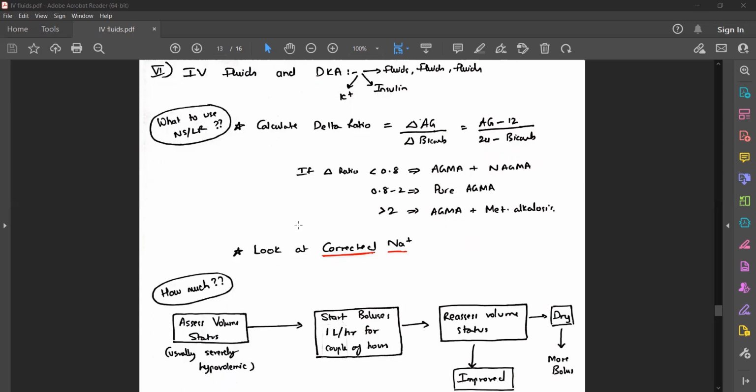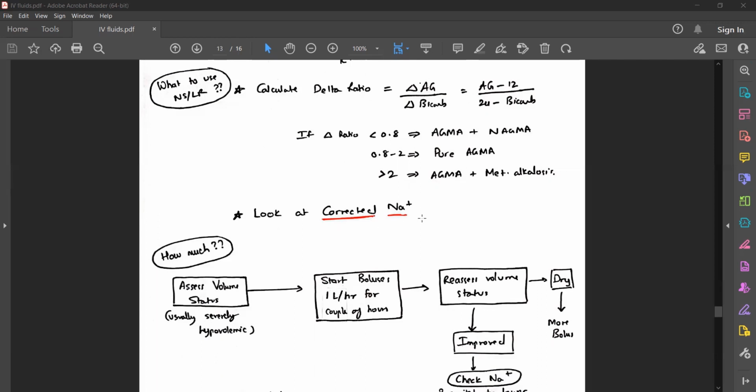So again, as I said, there are no fixed guidelines about what you want to use. You could pick and choose based on how the patient is. Also remember that you have to look at somebody's corrected sodium. If somebody is having hyponatremia, then yes, you could definitely go for normal saline as well in those cases.